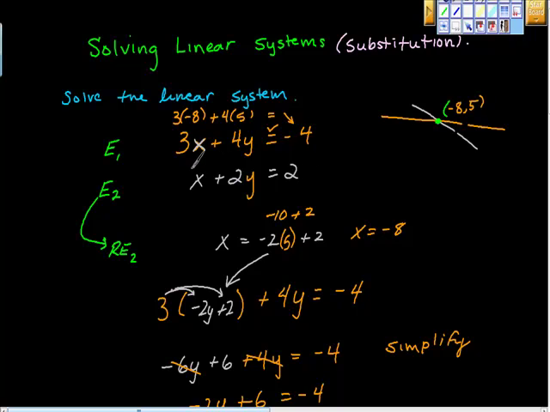We had x is negative 8. So negative 8 plus 2 times 5, right? 2 times 5 is 10. 10 minus 8 is 2. It works. Okay? What we need to do is practice this a bunch of times.